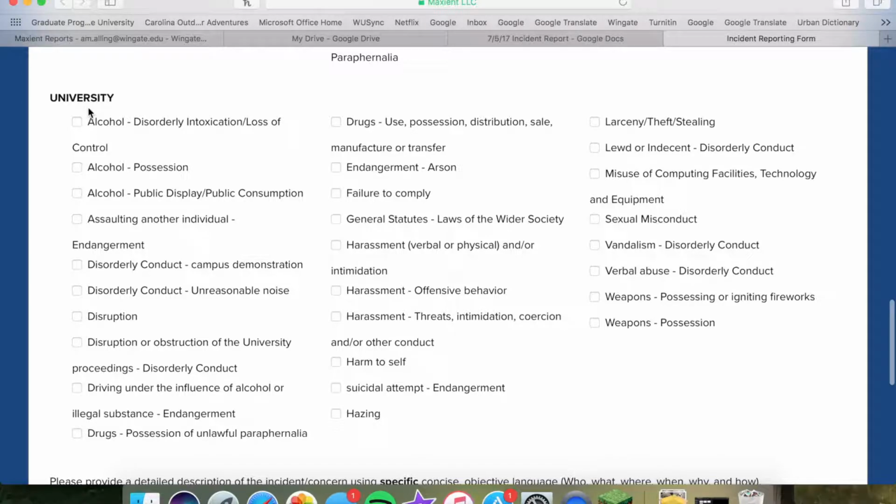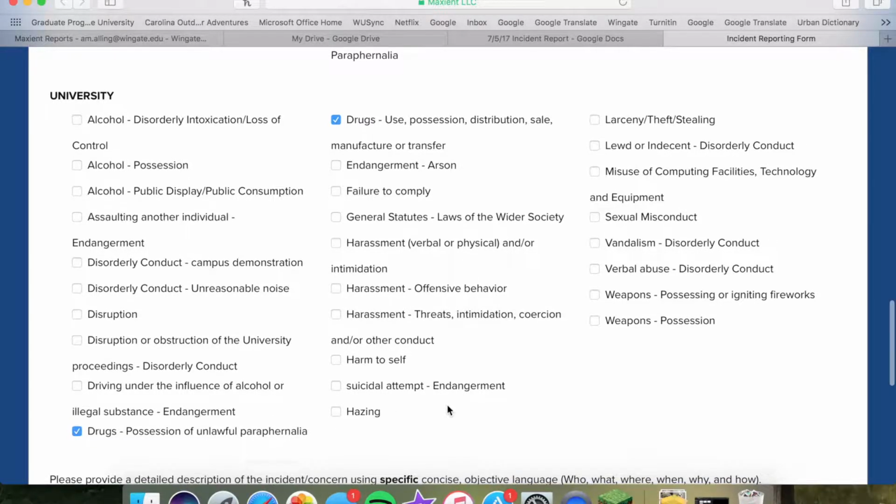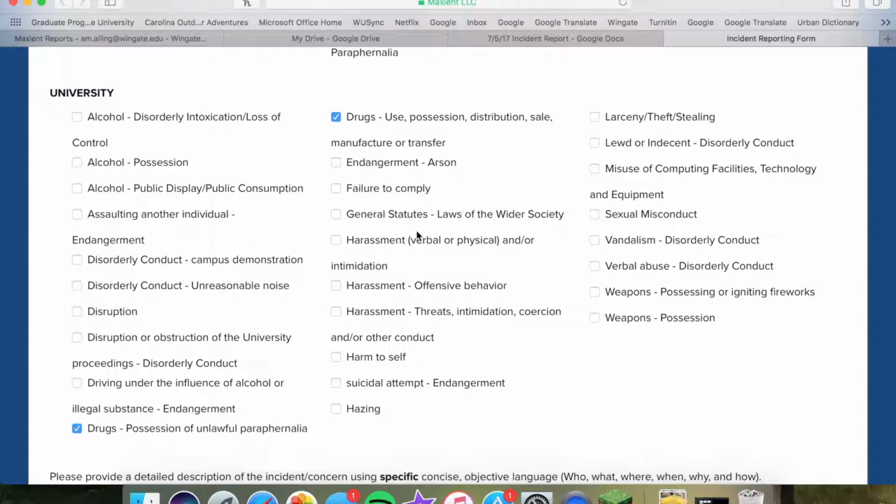Under university, you may click from the second column, drugs, use, possession, distribution, sale, manufacture, or transfer if they were using the marijuana. You would also click drugs, possession of unlawful paraphernalia, depending on what you found the resident with. Several other of these things could happen during the incident, so be sure to mark every single one that applies.